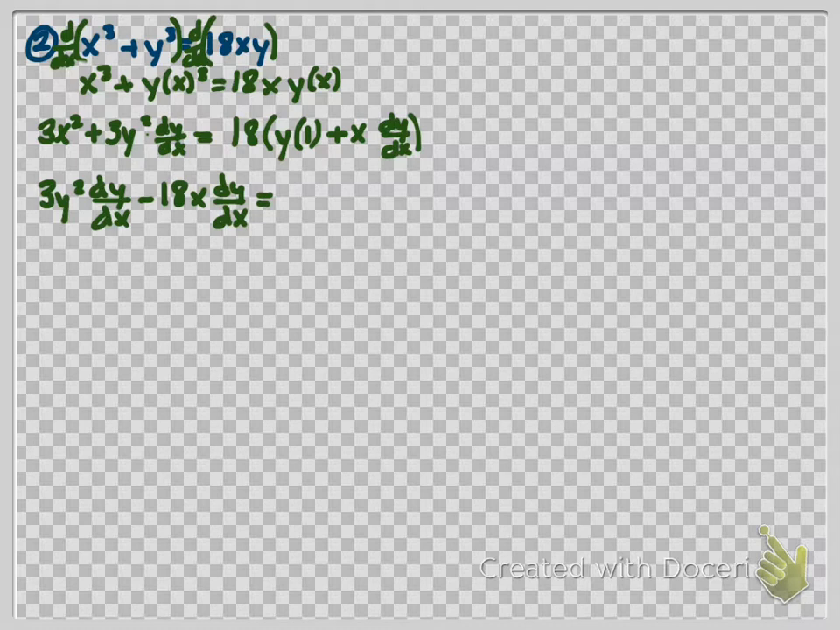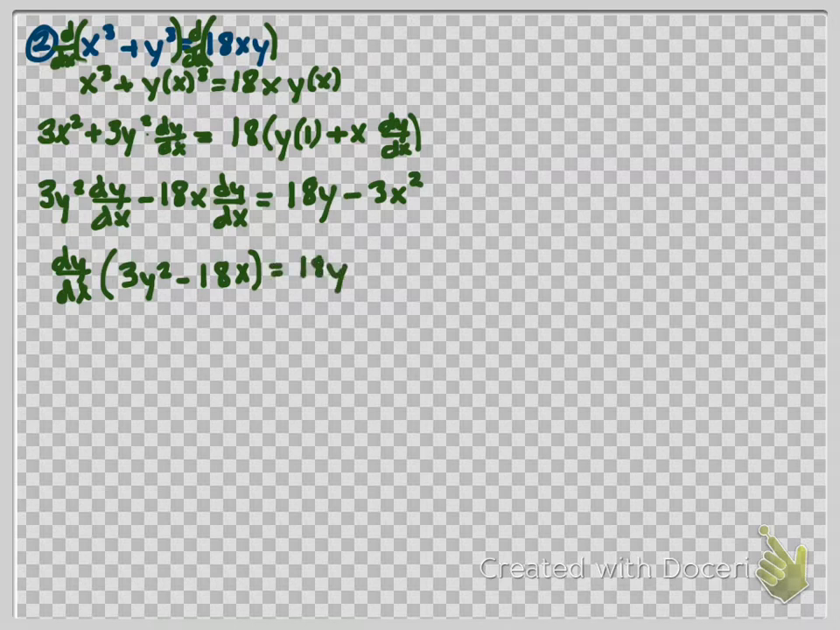Everybody that's not a dy dx term belongs on the right. And my first one is the one that was already there, which is 18y. So what comes after that? Minus 3x squared. So far, so good. All right. What's the next step? Factor out dy dx. And when I do, I am left with 3y squared minus 18x equals 18y minus 3x squared.